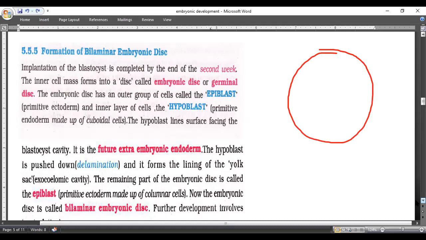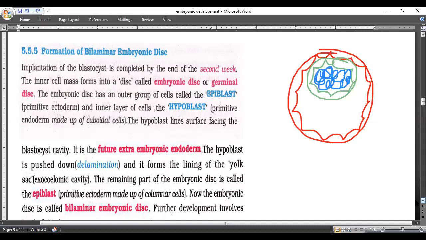The embryonic disc, as usual, has an outer group of cells called epiblast. First of all, let me show you the trophoblast. Then we need to go further: epiblast and hypoblast cells. So this is epiblast, the blue one is the epiblast.